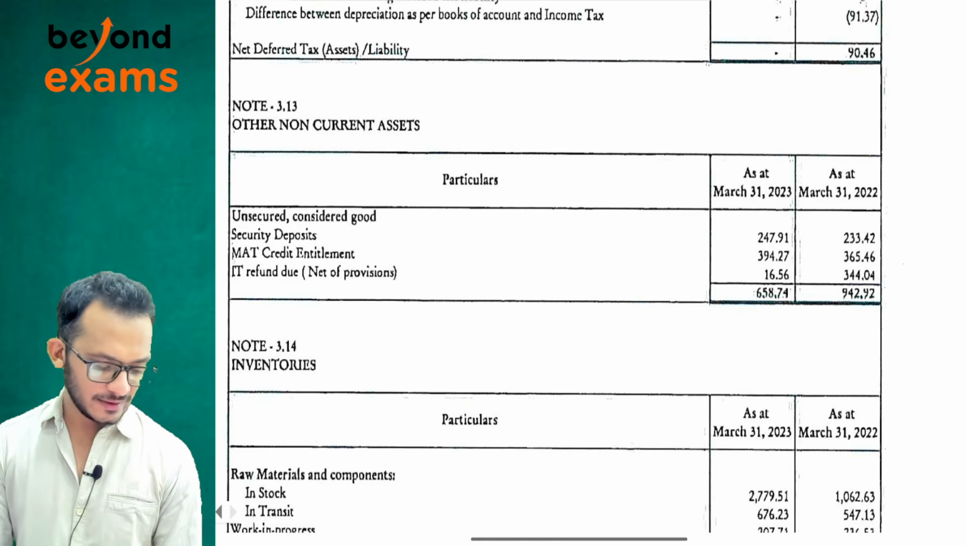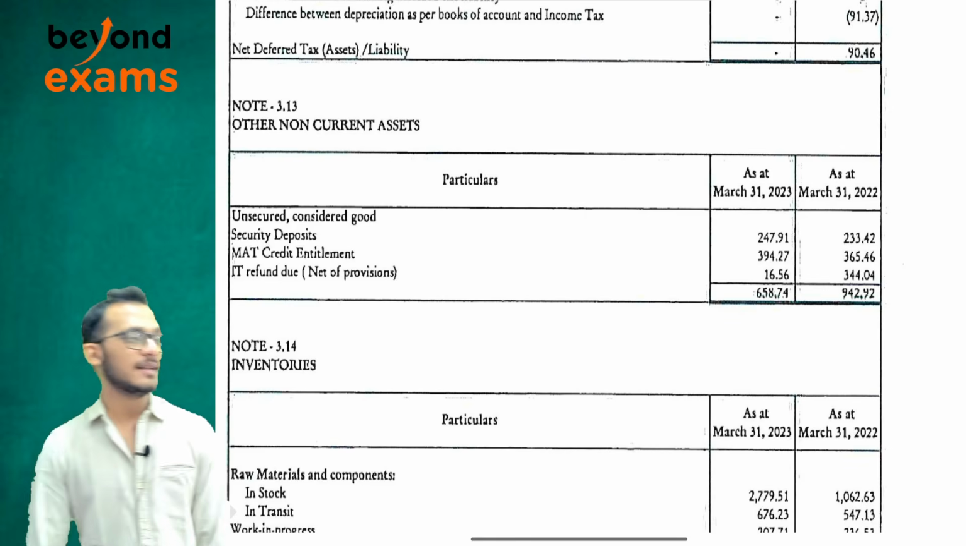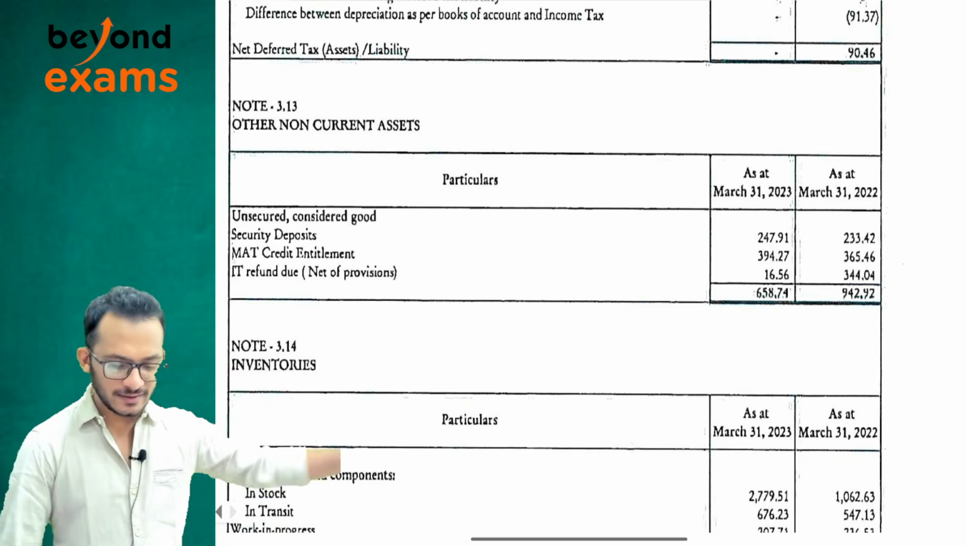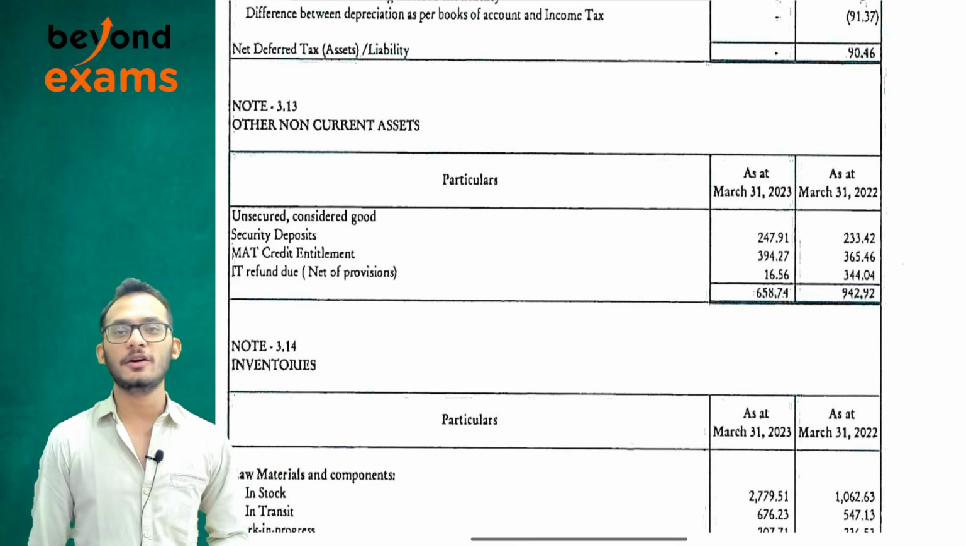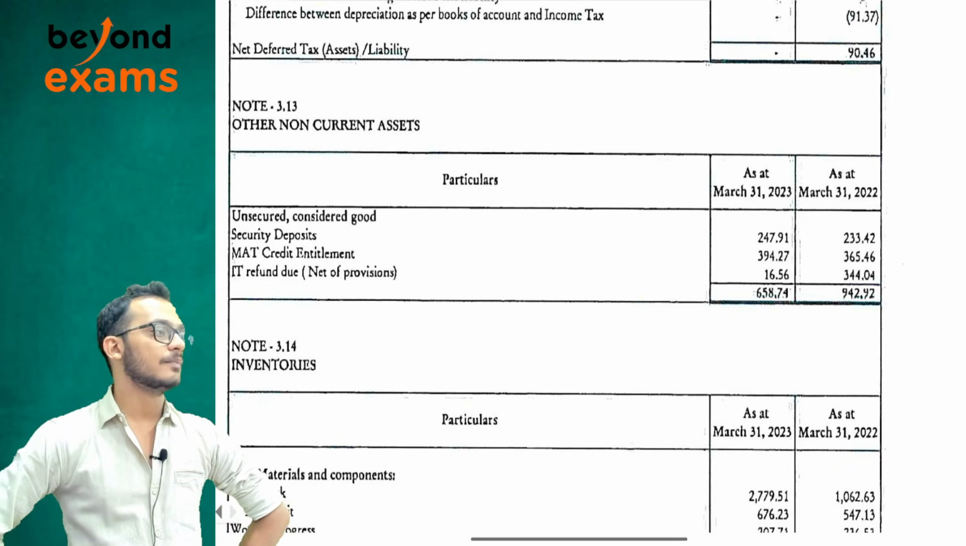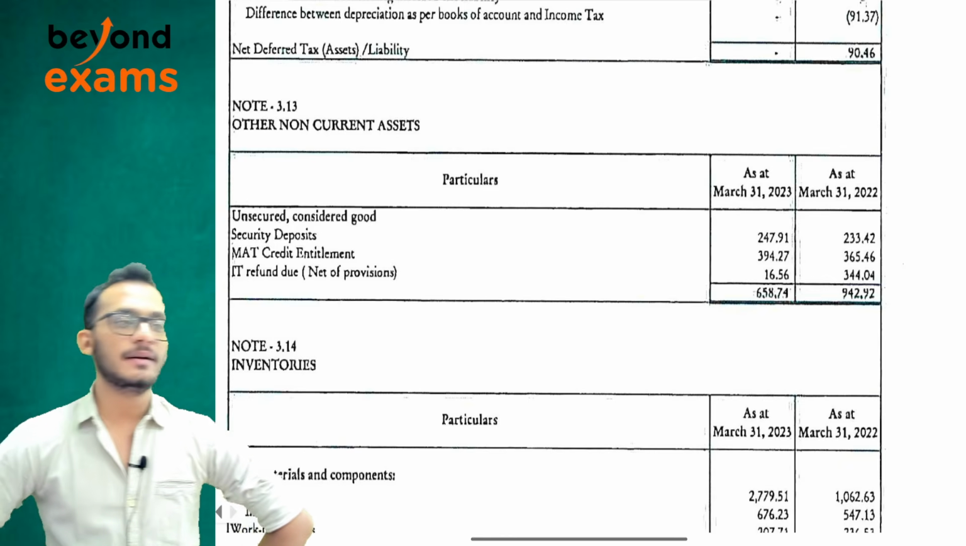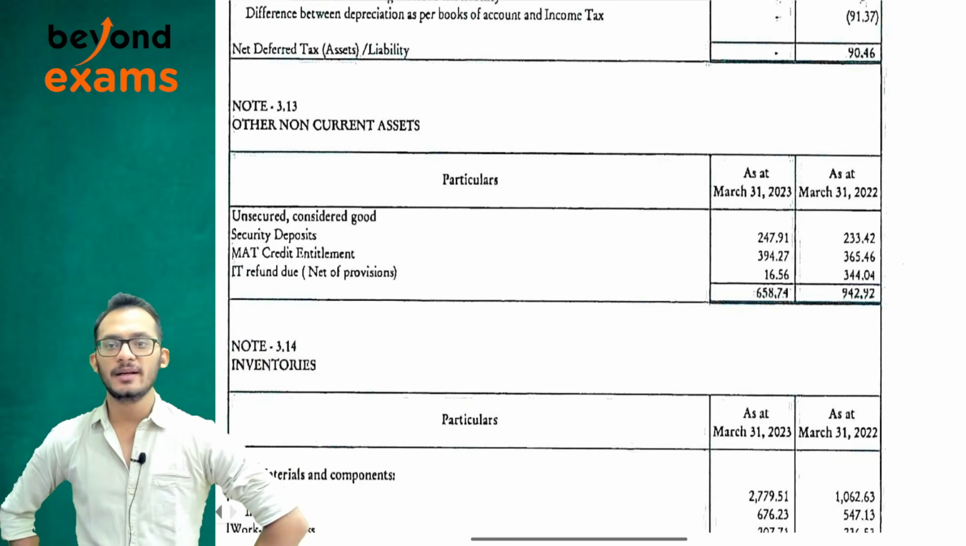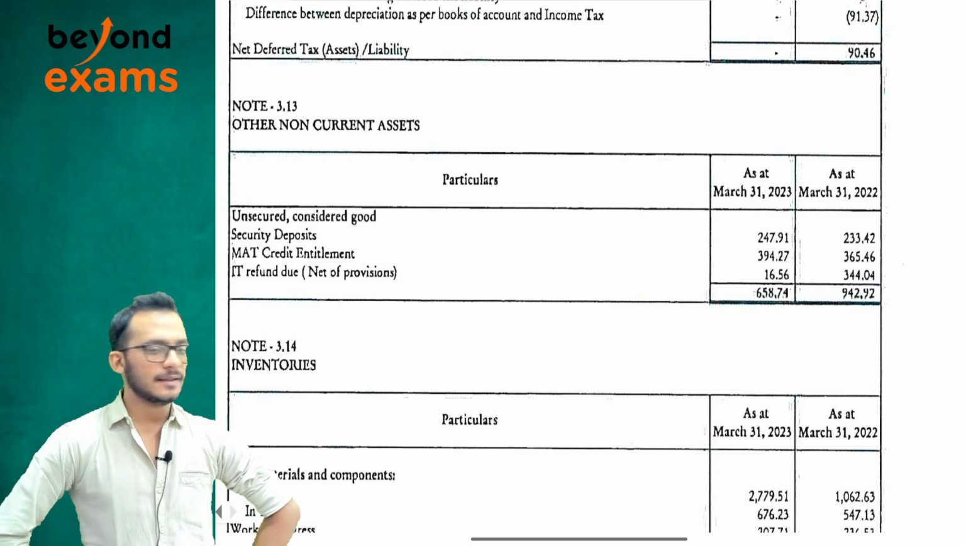Look at the items. It says unsecured considered good. All these assets are unsecured and considered good, which means I have not considered any provisions. Had there been any provision for doubtful debts, I would have disallowed. I am not recognizing any provision for doubtful debts. Movement in provision for doubtful debts also should be disallowed.